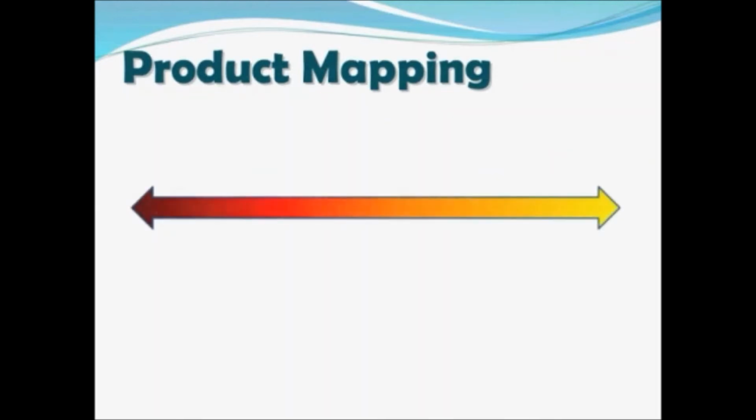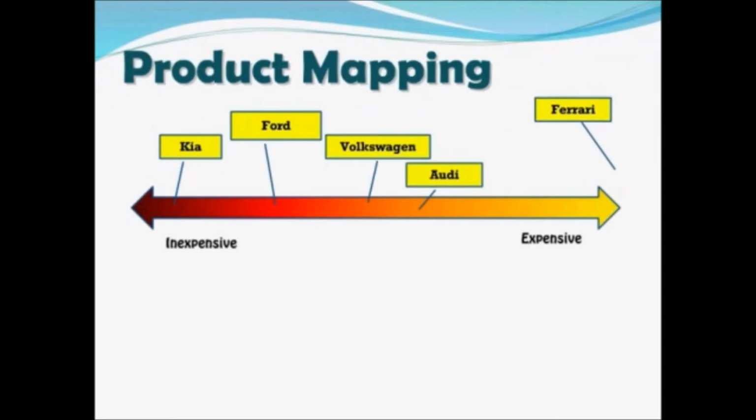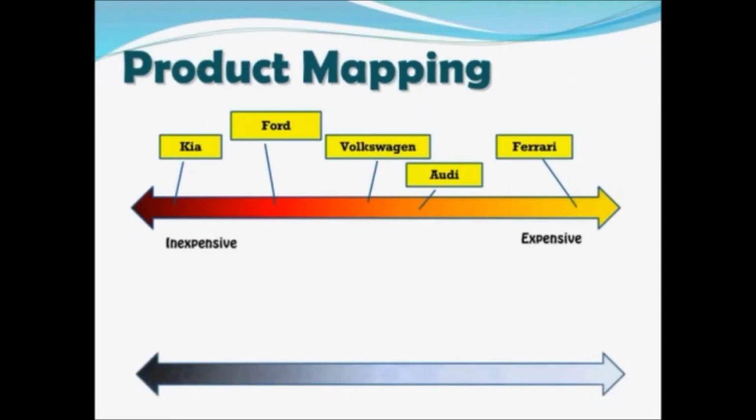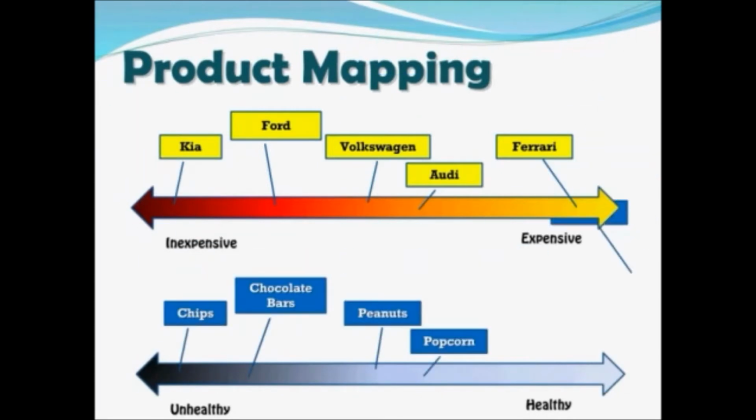So when you product map a category, it's all about placing products on an axis. For example, expensive versus inexpensive cars. From Kia to Ferrari, you place various car products on this axis. For unhealthy versus healthy snack foods, again, you place products on the axes. So it could be specific brands, it might be specific types of products.